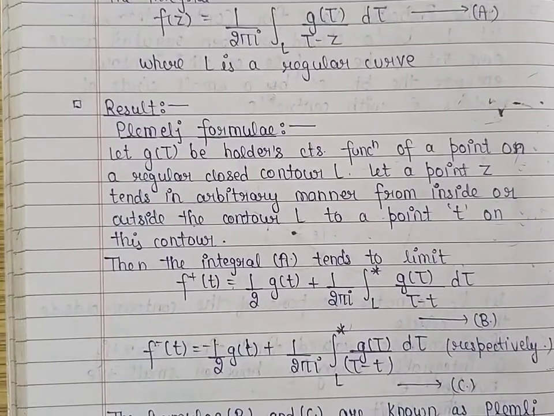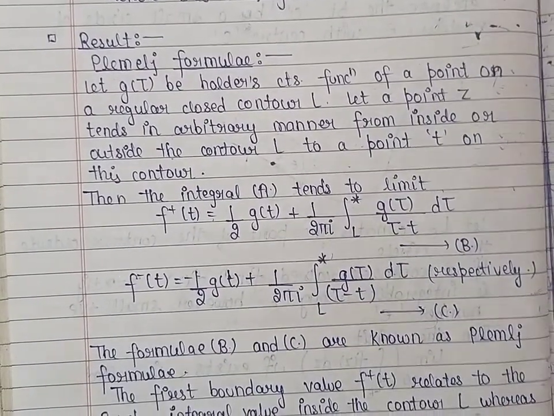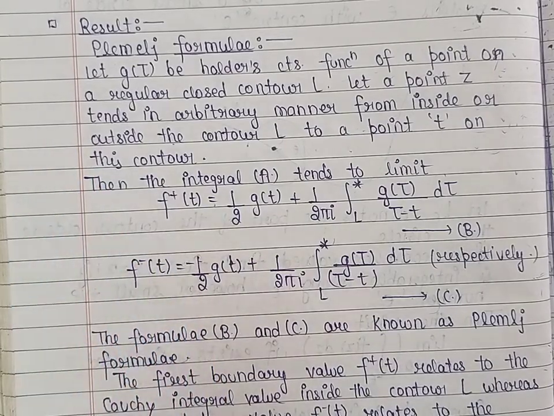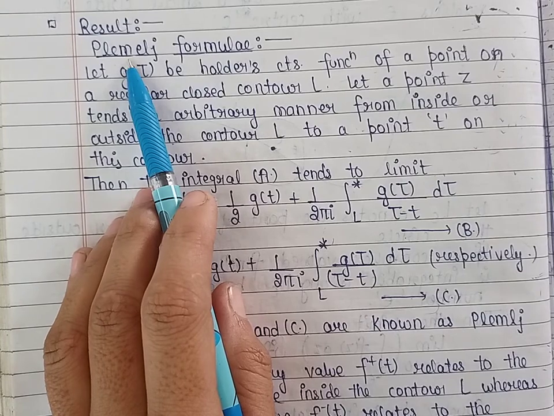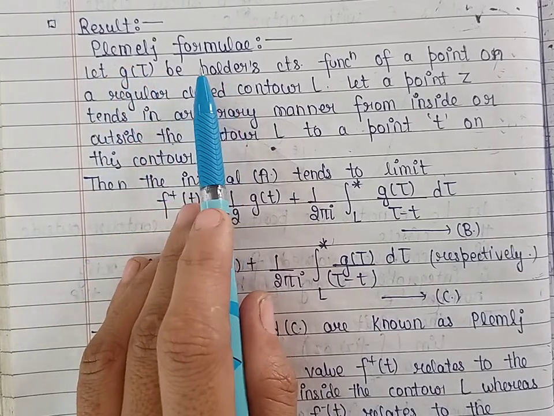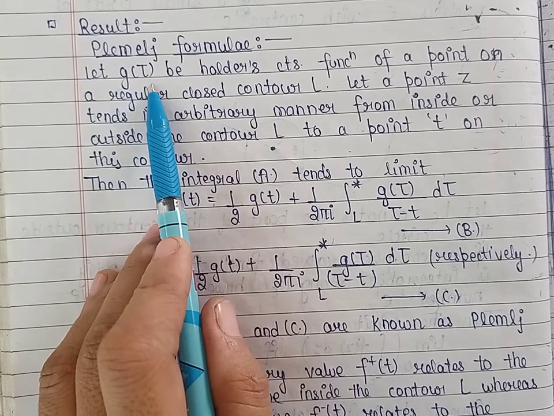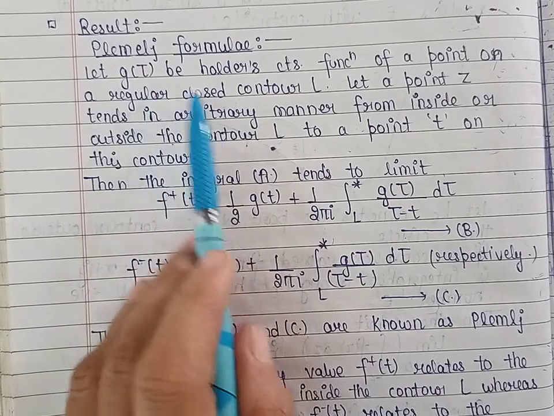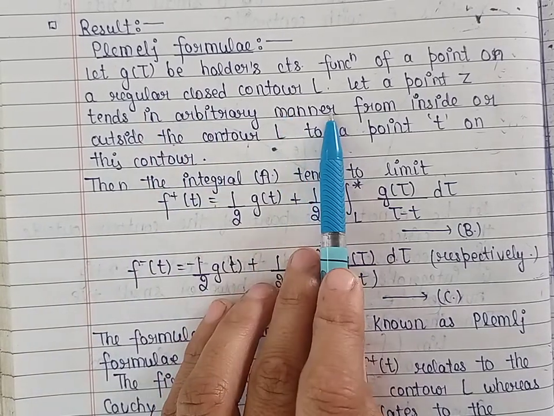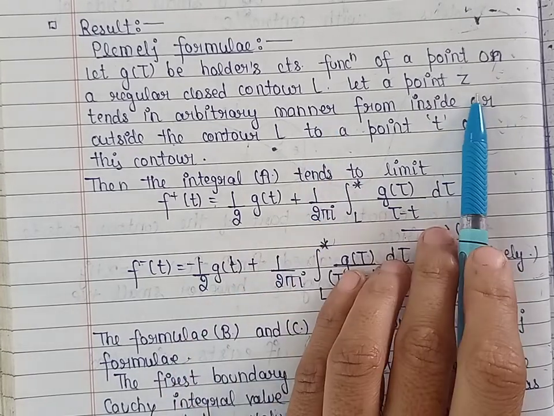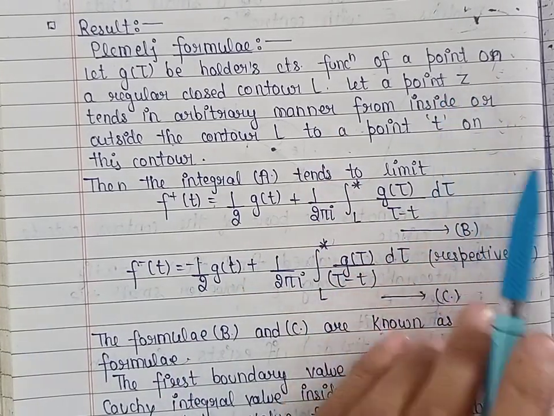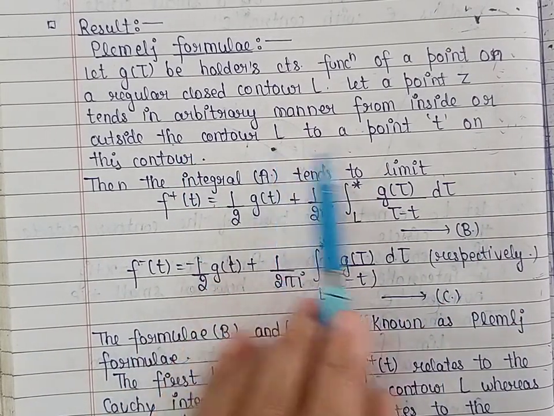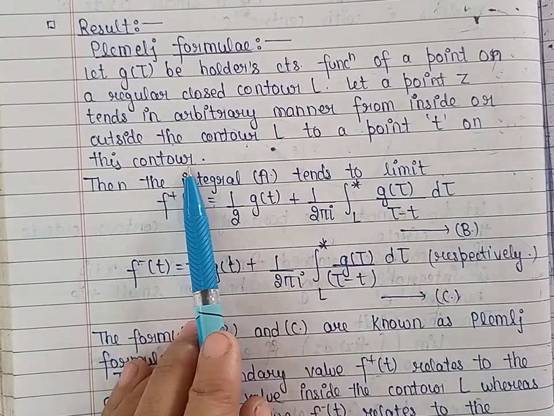Next there is a result. We will use this result in the next theorem, the Poincare-Bertrand transformation formula. So you will have to keep in mind these results, which are called Plemelj formulas. If we have a Holder continuous function g, which is a function of tau, continuous on a regular closed contour L, and let us take a point z which tends in an arbitrary manner, either from inside or from outside the contour L, to a point t on this contour.